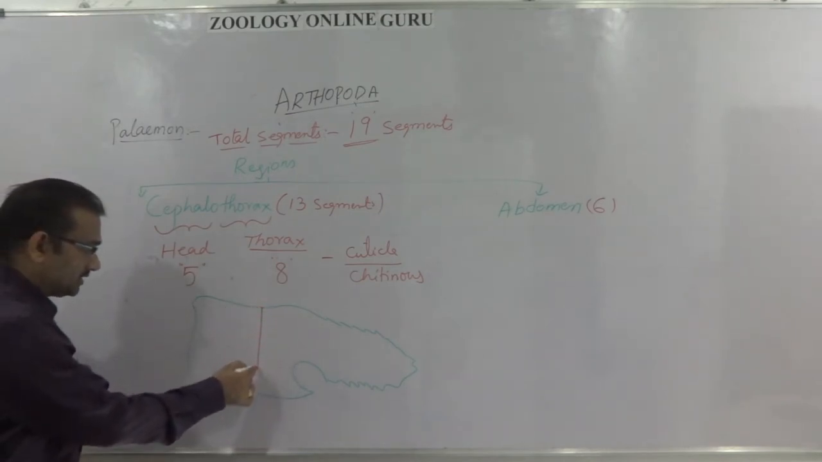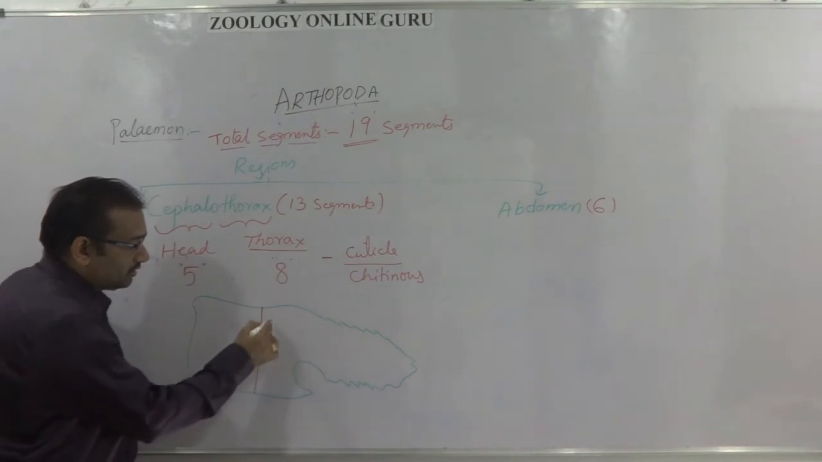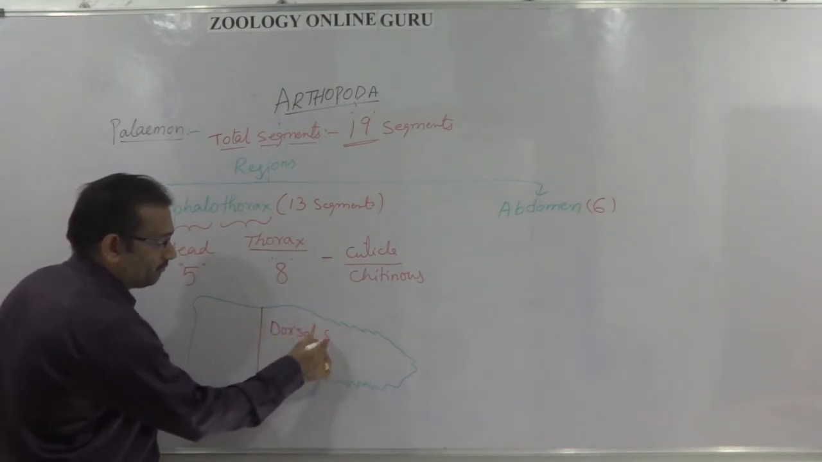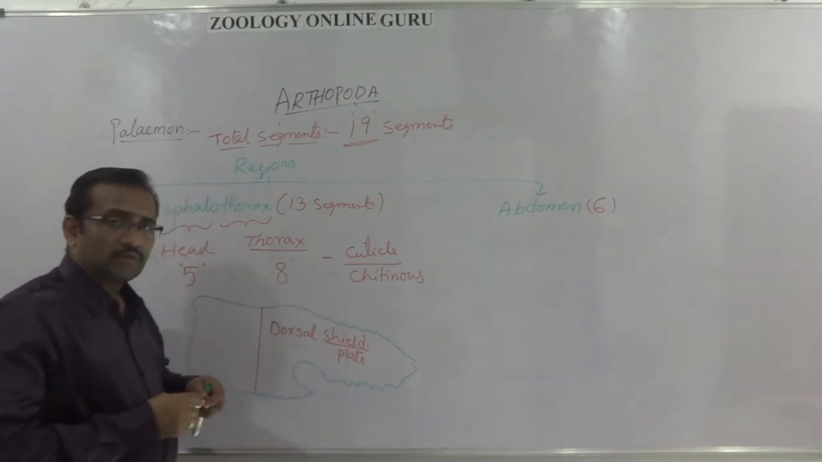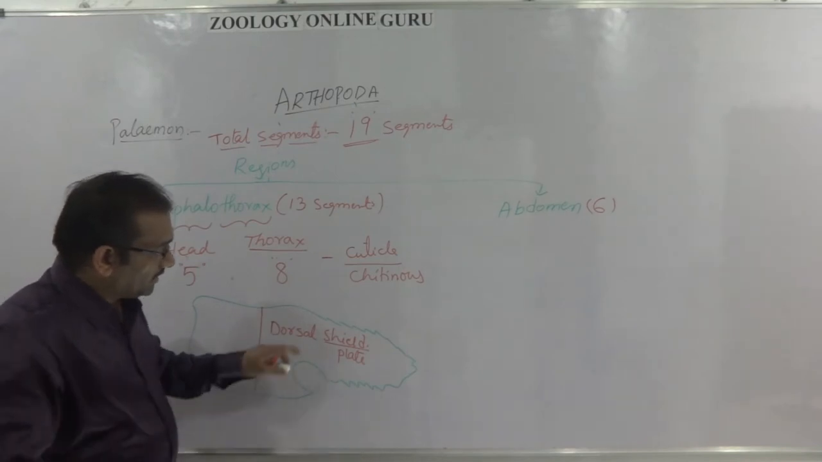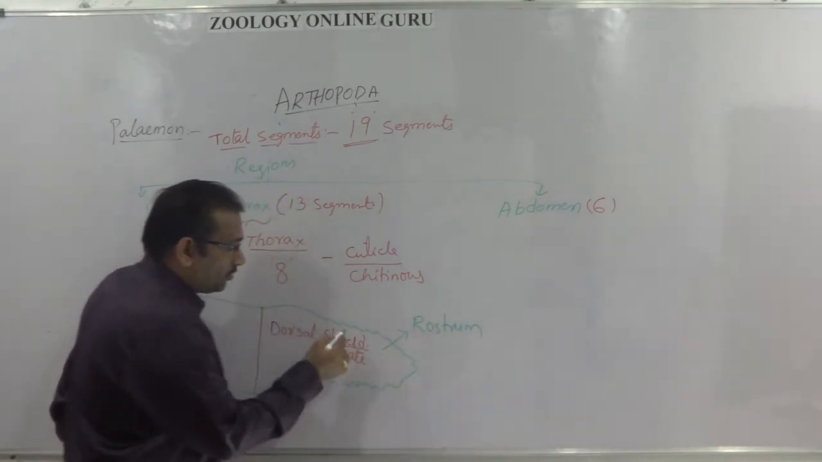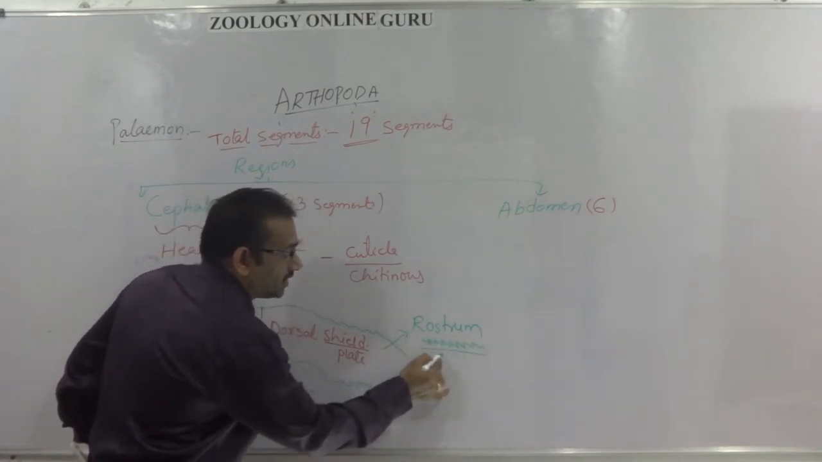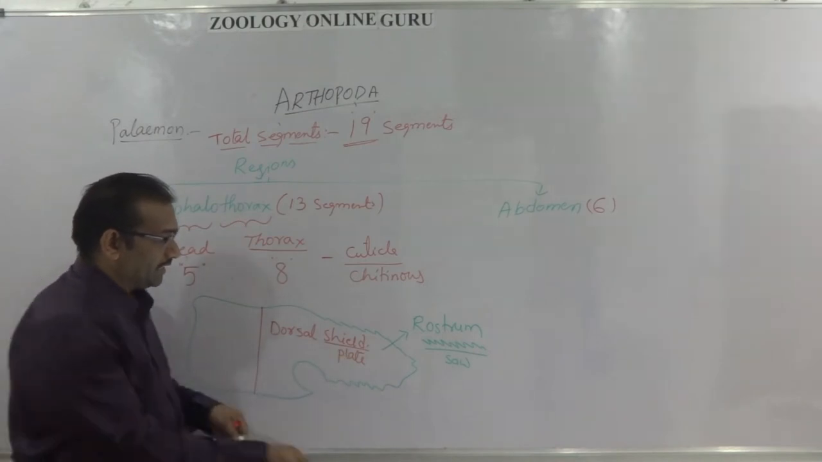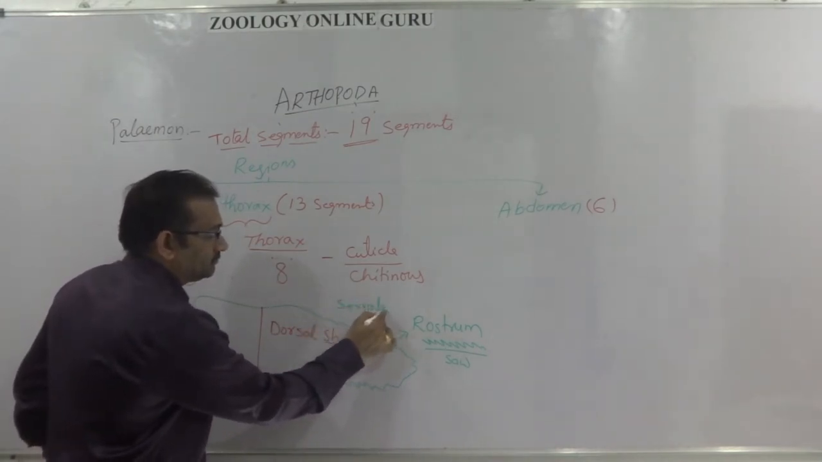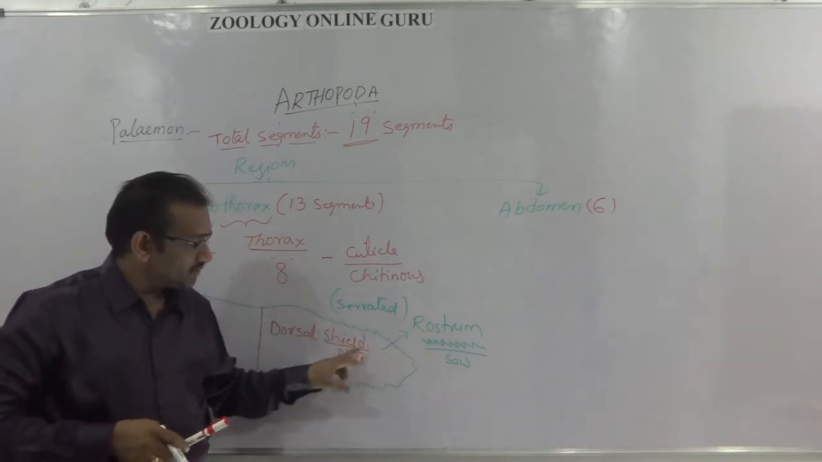In this cephalothorax region, based on the chitinous cuticle, it is of two parts. The anterior most part is called dorsal shield or dorsal plate. This dorsal shield, at the anterior most part, is called rostrum. Rostrum is serrated. Serrated means a saw-teeth shaped structure is present. Rostrum is present in the anterior most part.